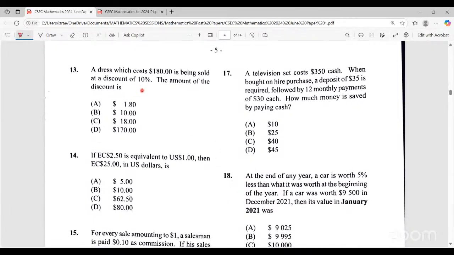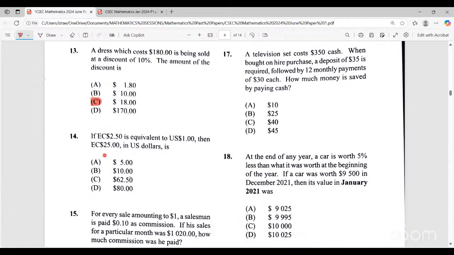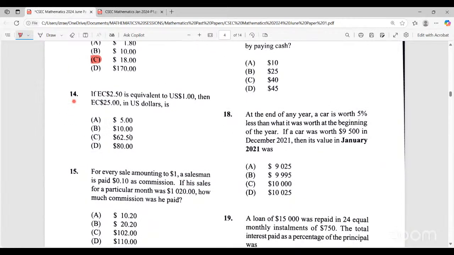13. A dress which costs $180 is being sold at a discount of 10%. The amount of the discount is 10% of any figure. You just drop the 0 at the end. 10% of 180 will be $18. That requires nothing to work out, right? That's C.